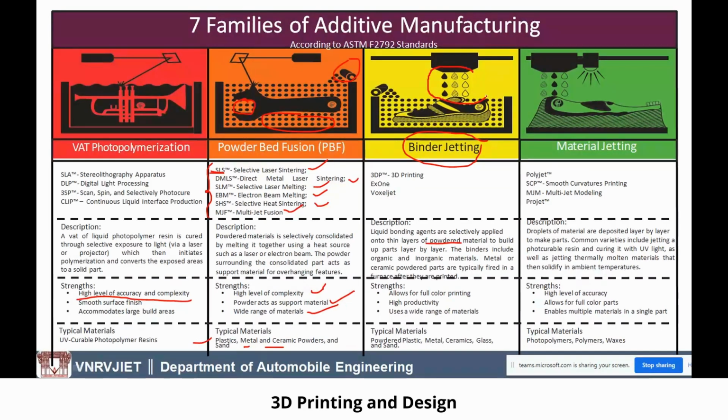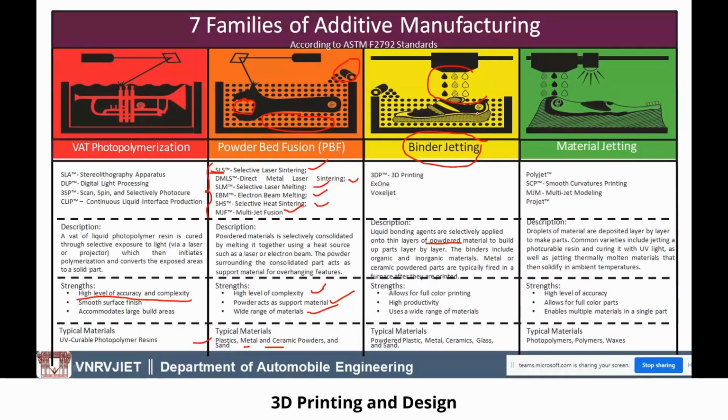So those binding materials will react with the powder, and wherever they are deposited, that area will be reacted with powder, and that area will be solidified with the help of the binders. So here we are spreading our binding materials. That's why it is called binder jetting.